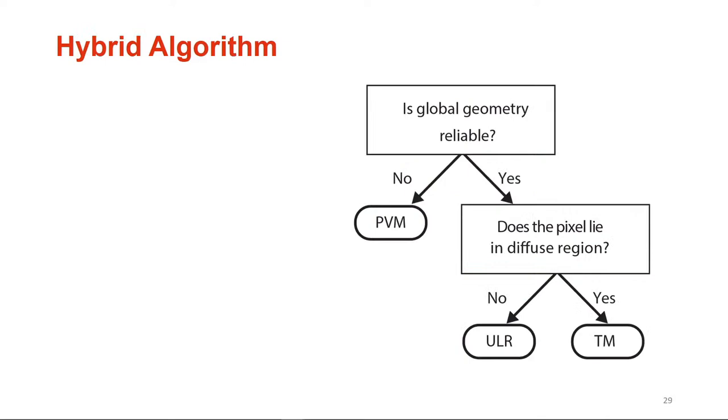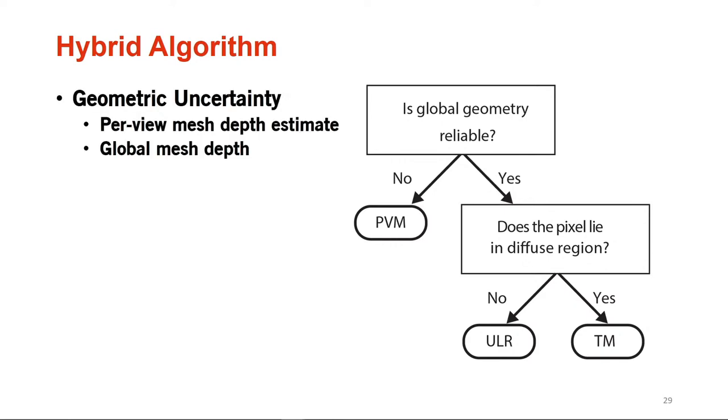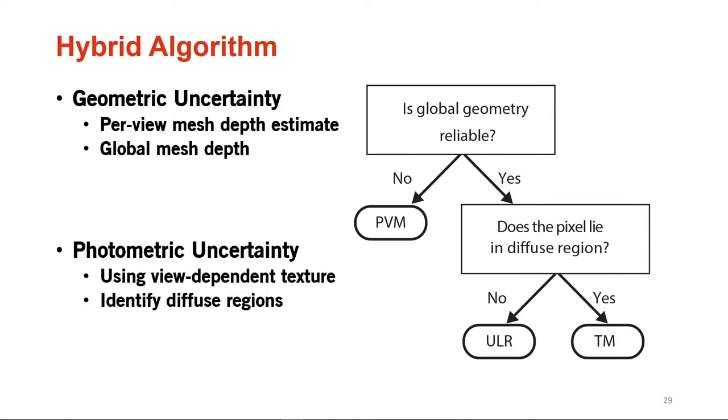The decision for which algorithm to use for rendering a given novel view pixel is taken based on the geometric and photometric uncertainty of the pixel. Concretely, geometric uncertainty is the measure of how certain we are of the depth of the given novel view pixel. If the depth is uncertain, we render the given pixel with purview mesh. If we are certain of the depth, we use the global mesh and consider the photometric uncertainty of the pixel to select textured mesh or unstructured Lumigraph algorithm.